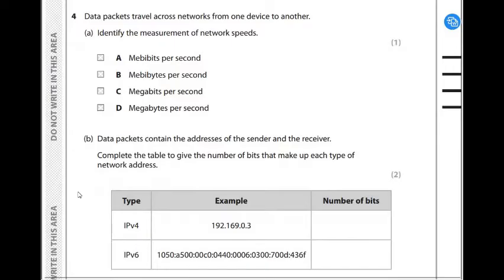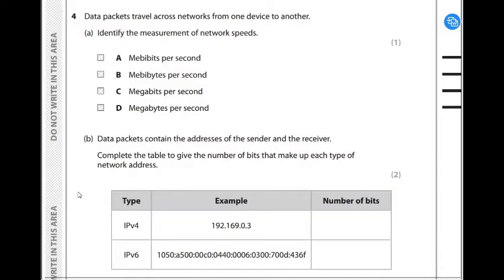Question 4. Another process of elimination. Data packets travel across networks from one device to another. So we need to identify the measurement of network speeds. Megabits per second, megabytes per second, megabits per second, or megabytes per second.